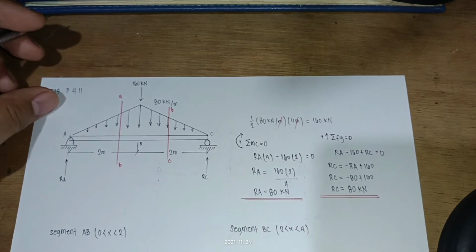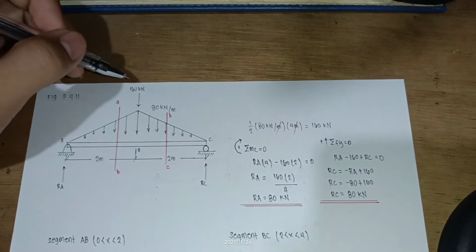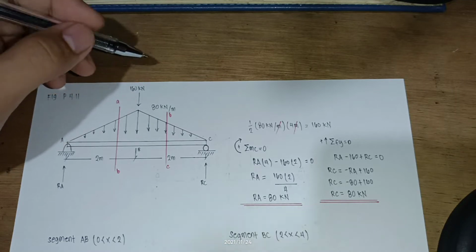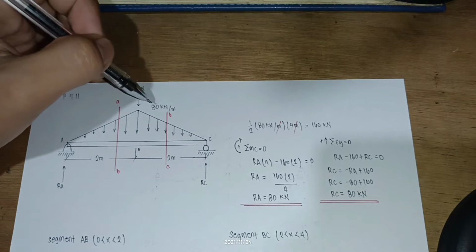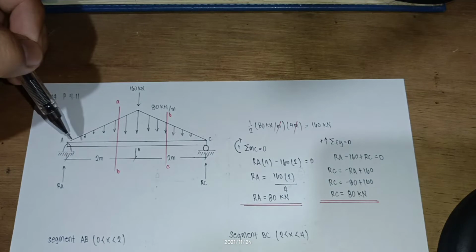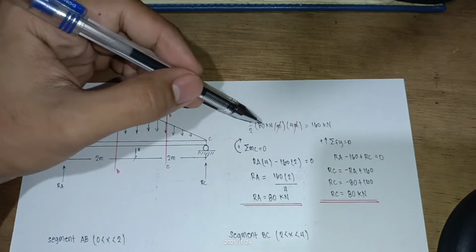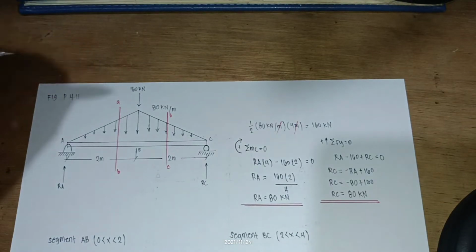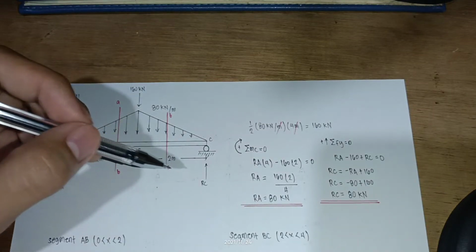At first, we will have to transform the distributed load into a single load, so we will multiply the 80 kilonewton per meter by 1/2 and also the total distance from A to C. So 1/2 times 80 kilonewton per meter times 4 meters is 160 kilonewtons. Then we will solve for the reaction at A and the reaction at C.